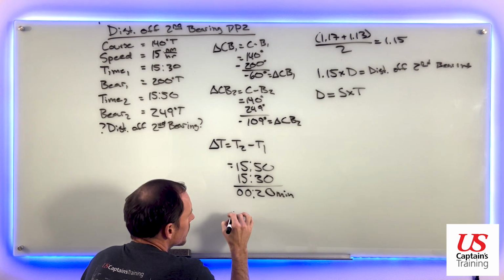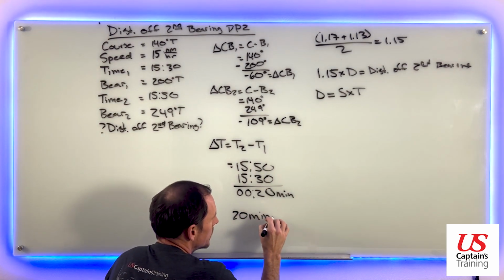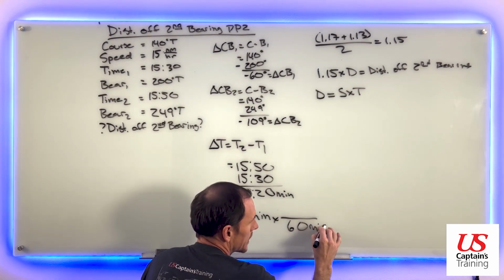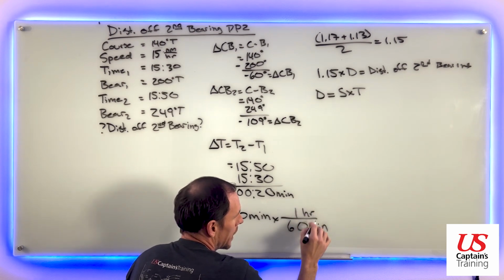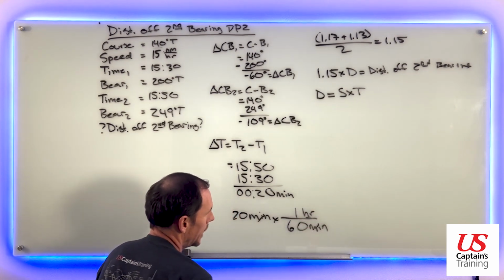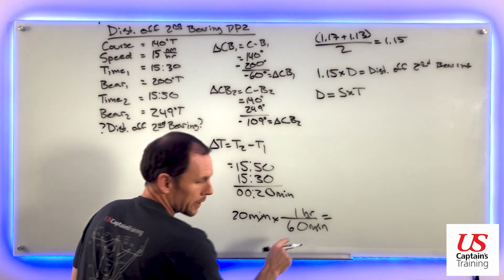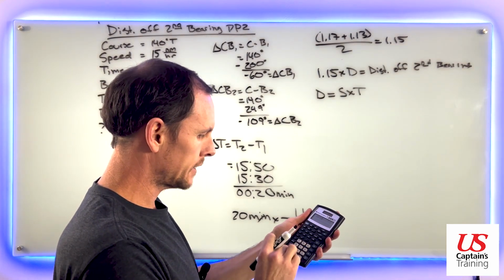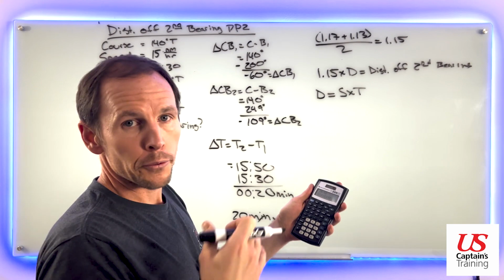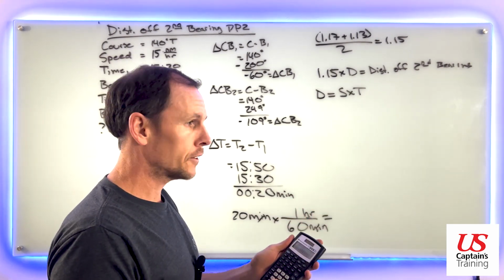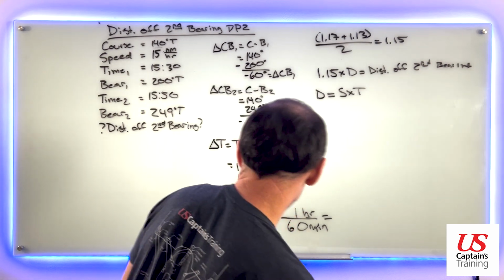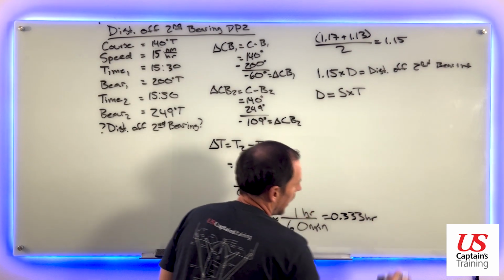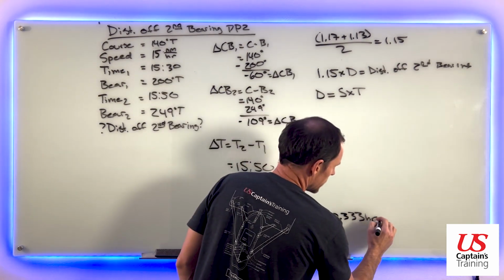So 20 minutes, we're going to divide by 60. I just write it like this to keep my units straight. So in 1 hour, there's 60 minutes. Minutes cancel, you're left with hours. What's that equal? 20 divided by 60 equals 0.3 repeating. We're going to go 3 decimal places out, so 0.333 hours. This is our time, right?